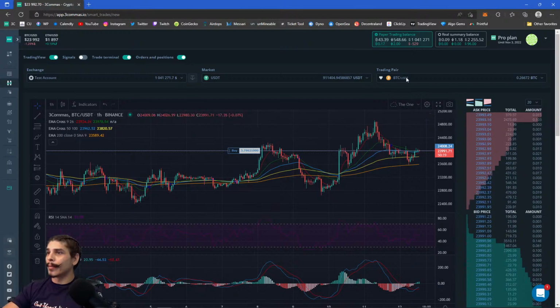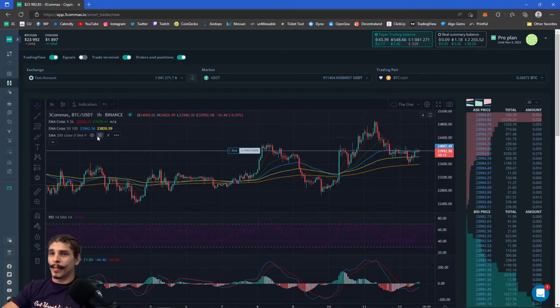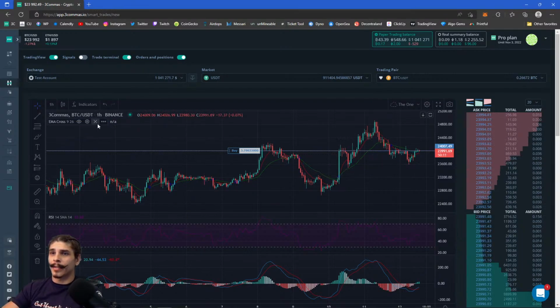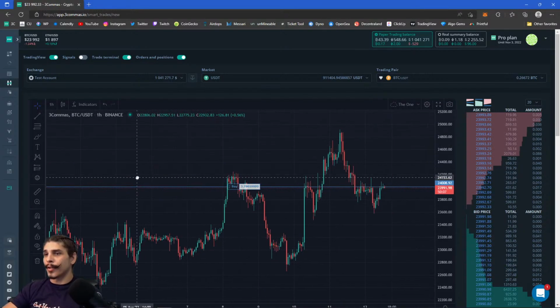I don't know why nothing would come up when I type T. Guess you have to type in the whole pair. We're trading BTC. Now here I've got a lot of indicators on my chart. We don't have to worry about all these indicators. I'm not going to try and confuse you with all this stuff. That's stuff that I use to trade.